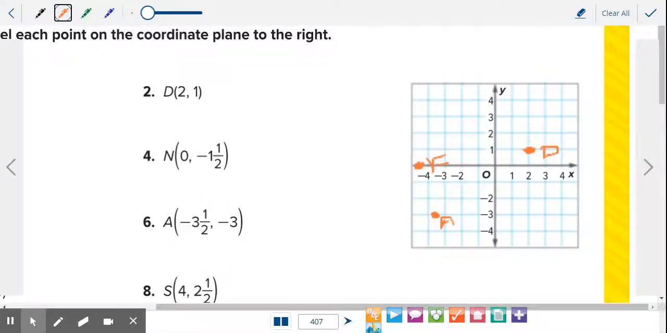Okay, so that's all you have to do for these. They give you the ordered pair, and they just want you to put the point on there. You have to label the point. You just can't put a bunch of random dots on there and expect me to know what the point means. Okay, you got to label it.